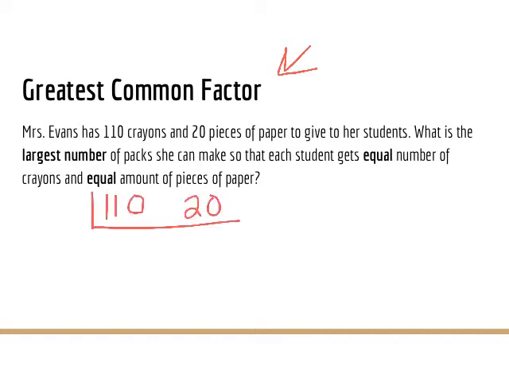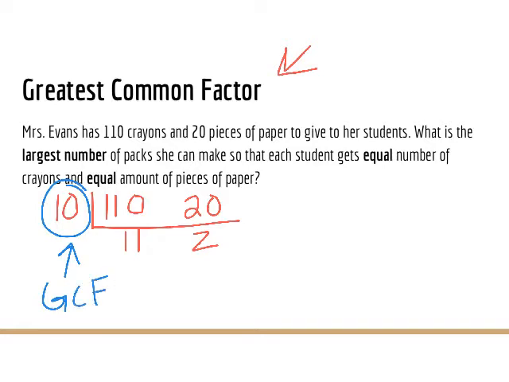Did you start by setting up a cake diagram? If not, pause, do that now. So first thing I noticed is that 10 can go into both, leaving me with 11 and 2. 11 and 2, those don't have any common factors. So there's nothing left for me to do here. And it's okay that I just have one number over here. That number is my GCF.